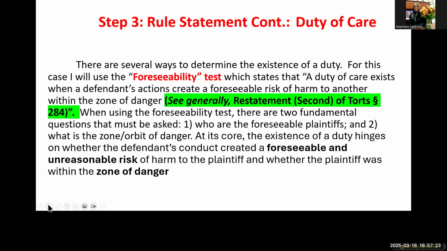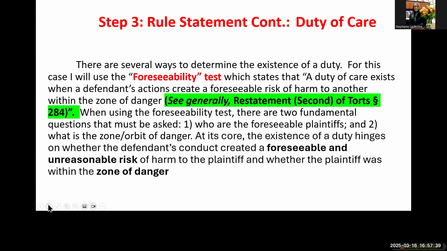I wrote see generally. Why did I say see generally? What does a citation of see generally mean? It means that I'm not quoting it, but for the most part, this is what it says. So see generally, Restatement Second of Torts 284.